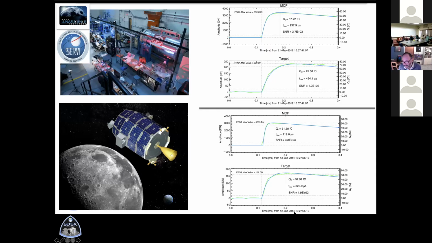These were now early 2014. And then, the amplitude and the timing and the shape of these signals would tell us how big of a particle hit the instrument.